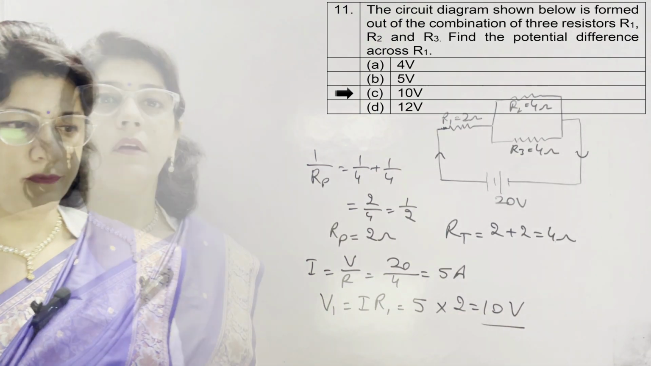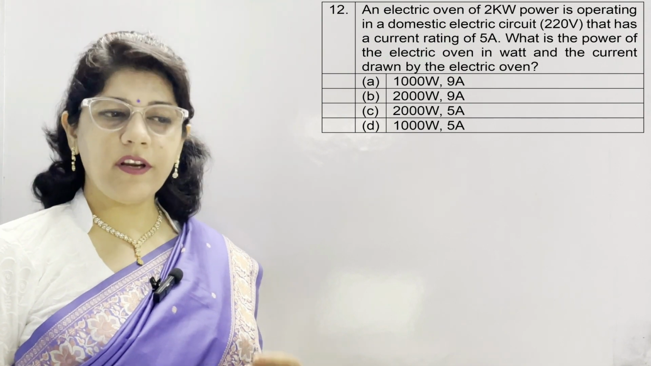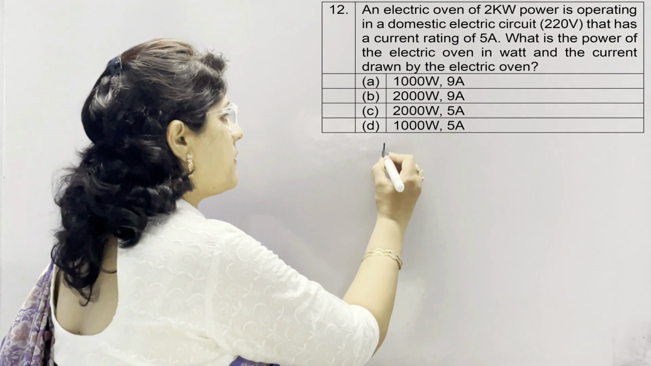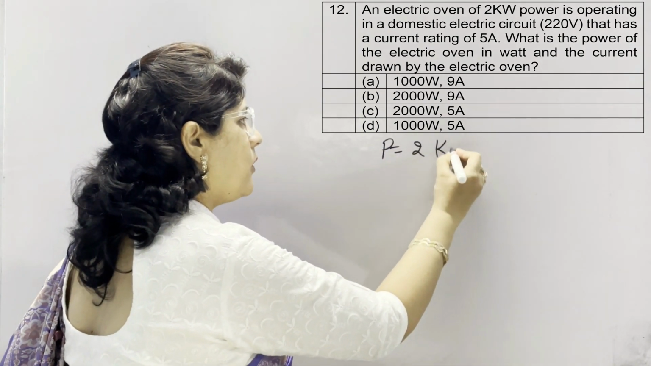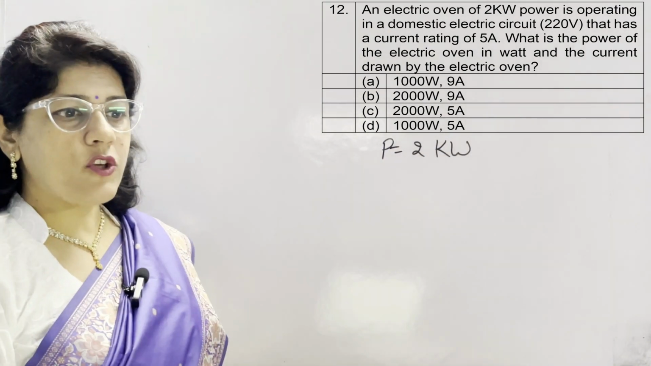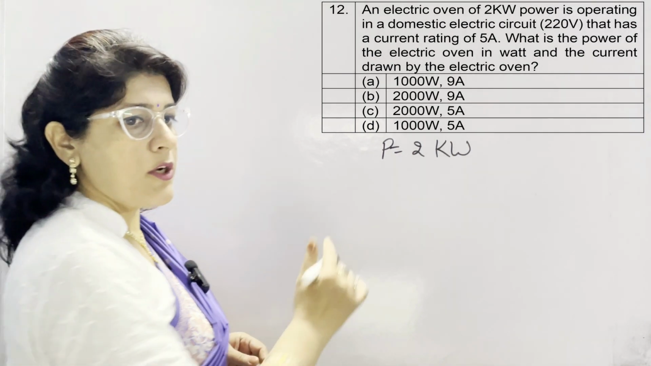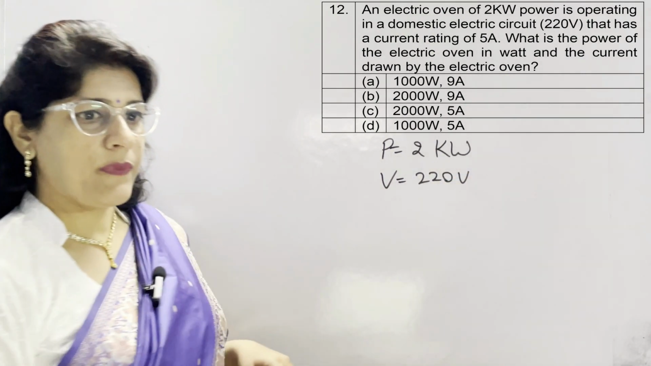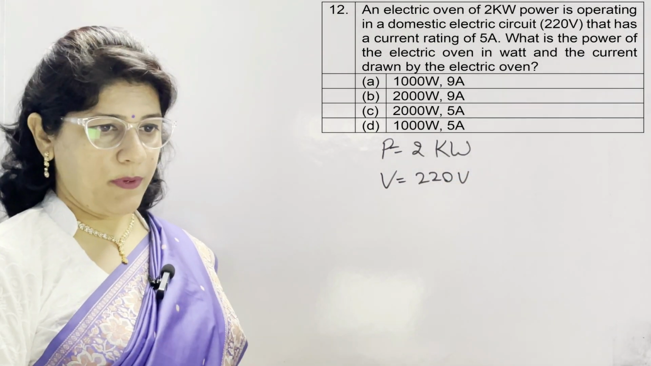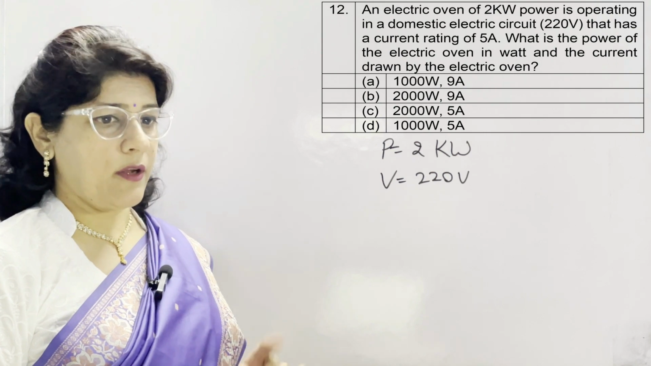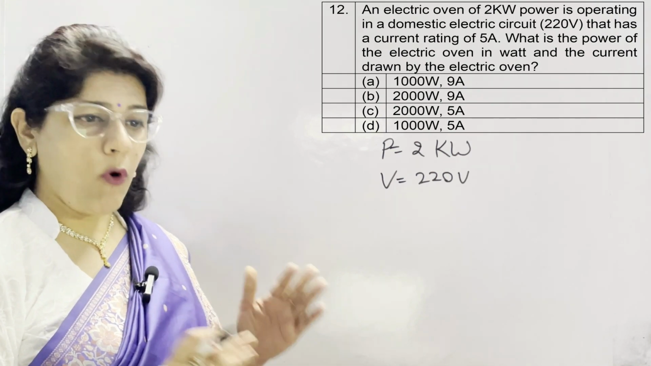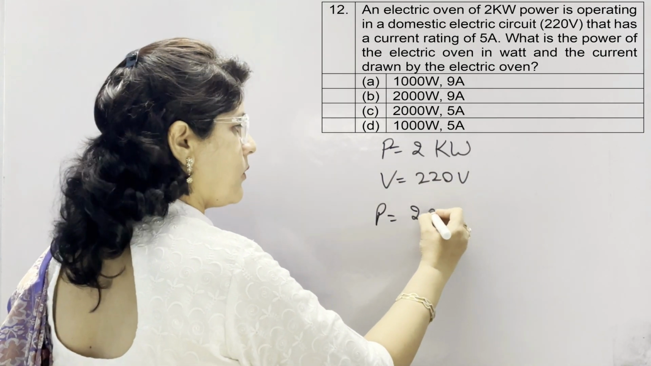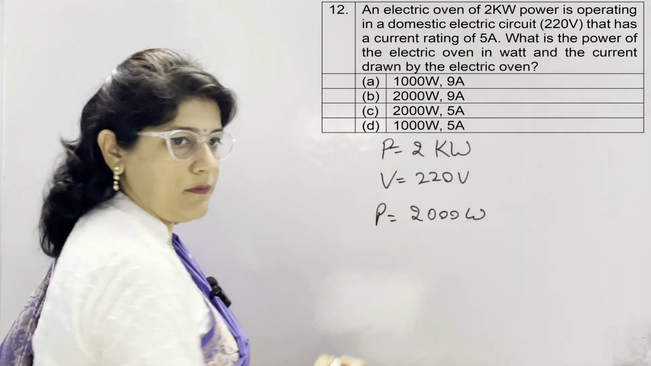In question number 12, an electric oven of 2 kilowatt power, so power is given as 2 kilowatt, is operating in a domestic electric circuit. Voltage is given as 220 volt, that has a current rating of 5 ampere. This is the domestic current rating. What is the power of the electric oven in watt? So power in watt: 2 kilo, and kilo means 3 zeros, so 2000 watt.